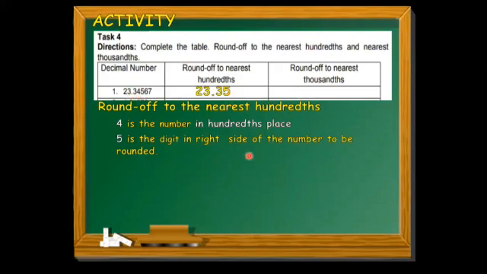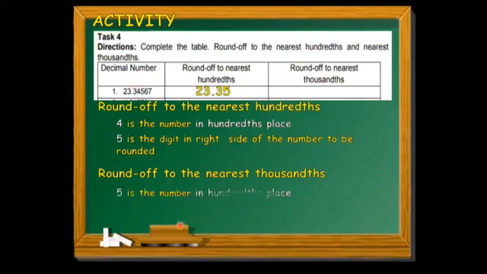So let's have another one. Round it to the nearest thousands. Let's find out first what is the number to be rounded. So tens, hundreds, thousands. So the number to be rounded is 5. So 5 is the number in hundreds place. So ano yung katabi ng 5? It's gonna be number 6. So 6 is the digit on the right side of the number to be rounded. Dahil more than 5 na naman siya, we will add 1 again to the 35. So the answer will become 23.346 thousandths. Okay? So nag-add 1 tayo dun sa 5, naging siyang 6.